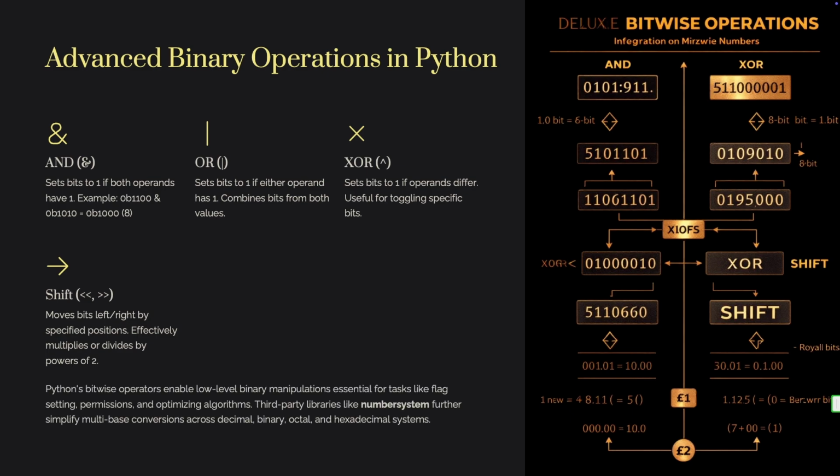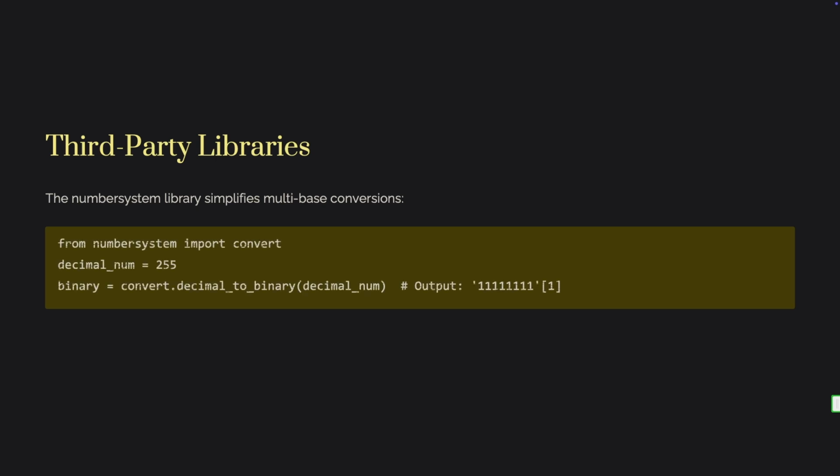It aims to simplify conversions between decimal, binary, octal, hex. You just call functions like convert.decimal_to_binary. So it wraps up some of that complexity for you. That sounds useful if you're dealing with multiple bases a lot. It can be a real time saver, yeah, and helps avoid potential mistakes in manual conversions or bit logic.